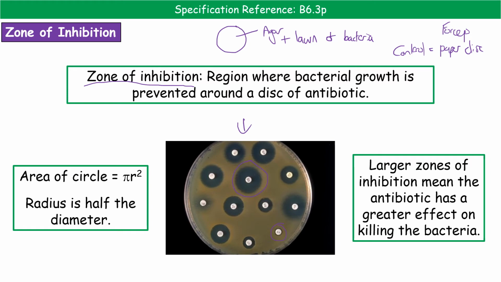Now, if we wanted to prove that, we'd have to work out areas. So going to your maths knowledge, area of a circle, just pi r squared. Remember, radius is half the diameter. So use your ruler, measure the diameter of your actual circle, divide it by 2 to get your radius, obviously, and then square that, times it by pi, using the pi button on your calculator, and you've got your area of that particular zone of inhibition. Do that for each of them. The largest one is the best antibiotic to use.